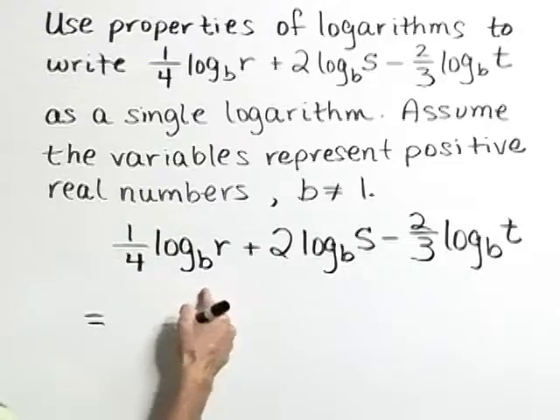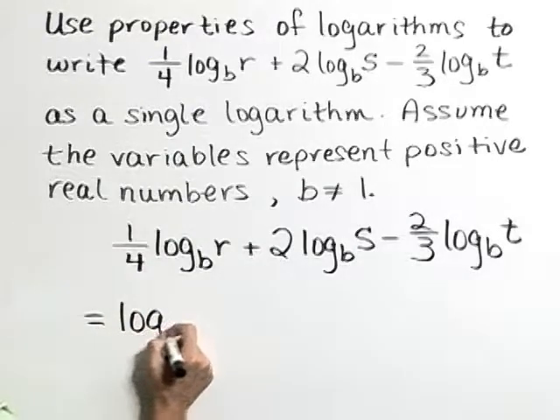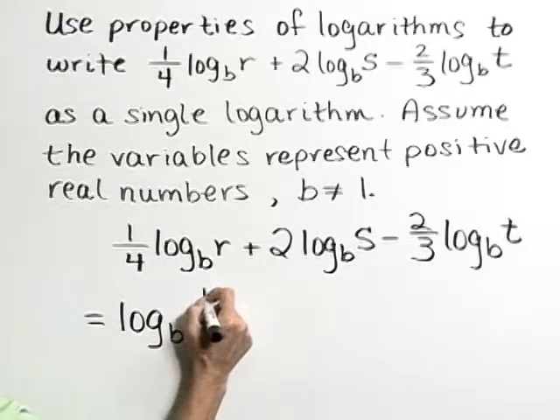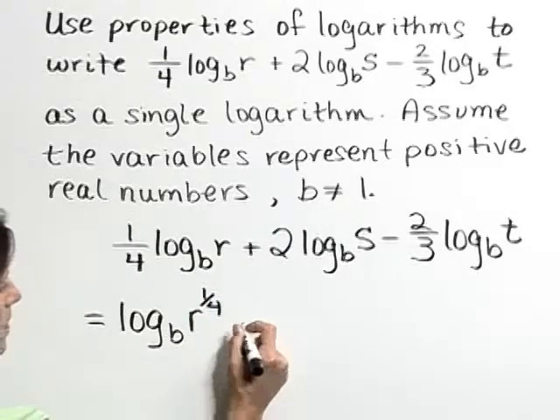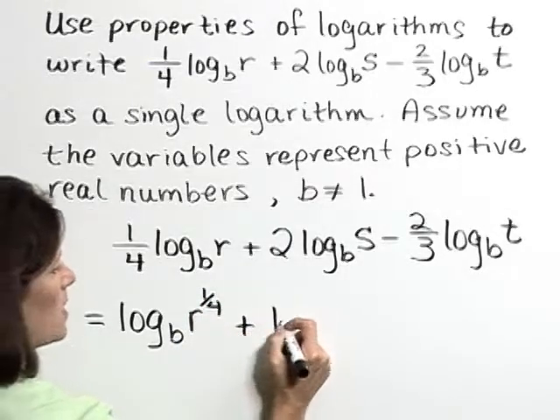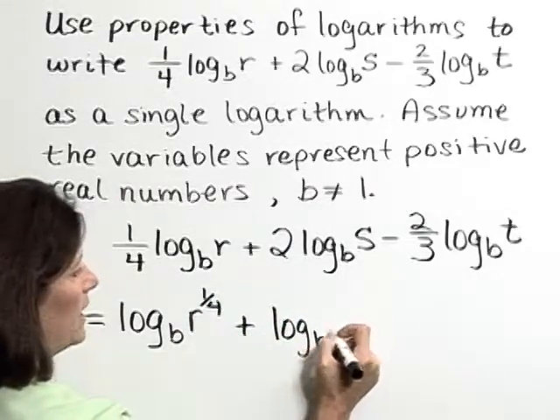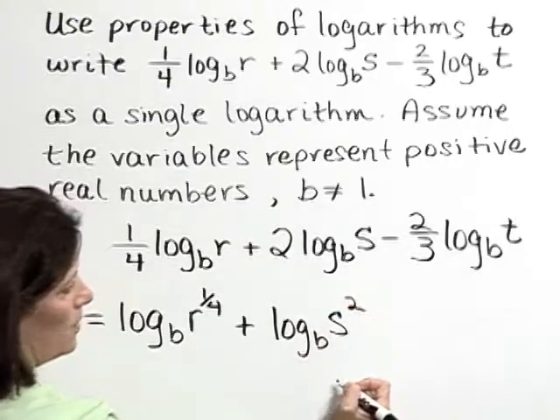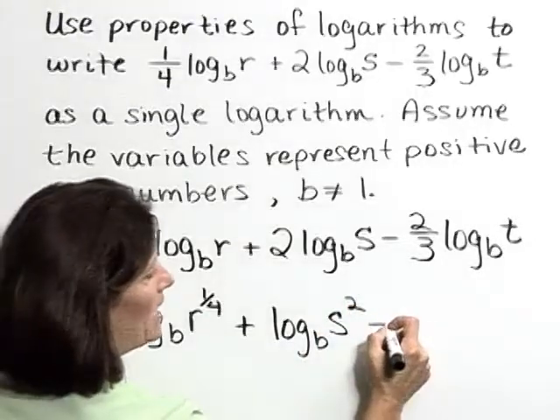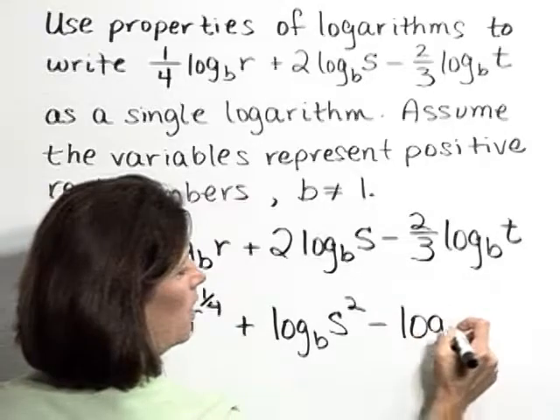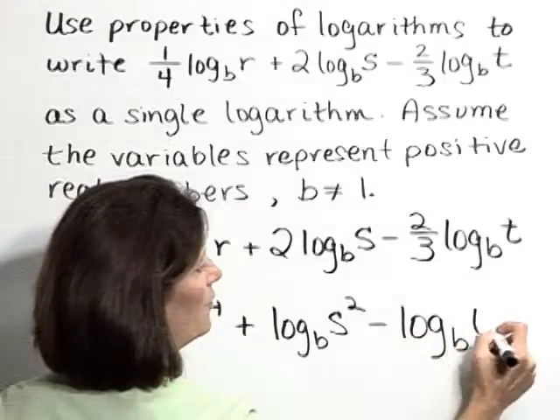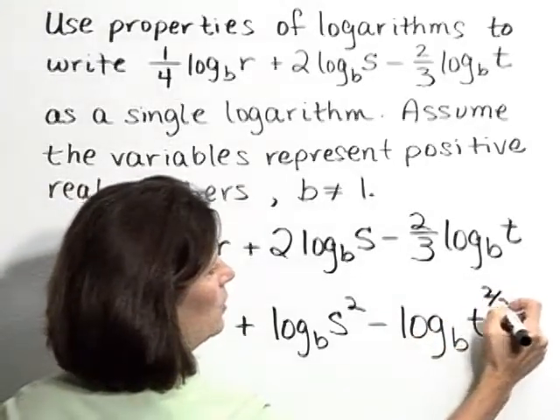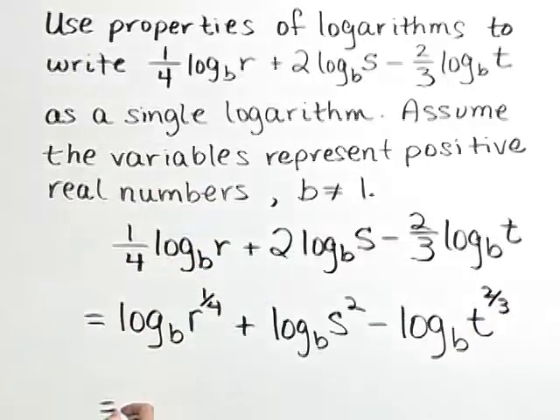So this first term becomes log base b of r to the 1/4, plus log base b of s squared, minus log base b of t to the 2/3.